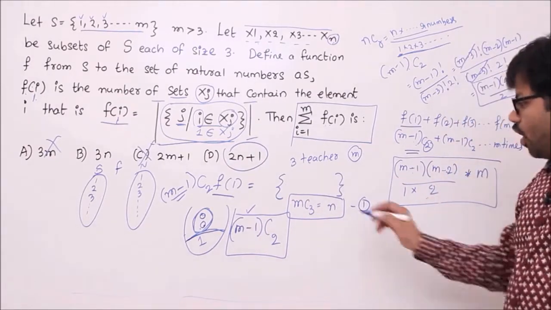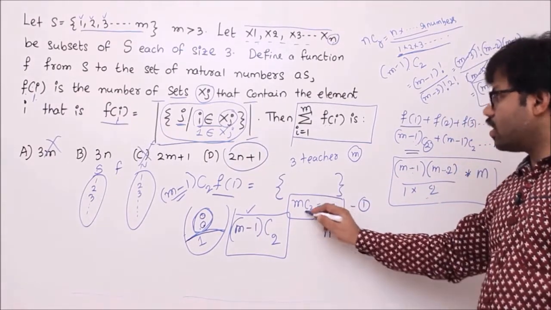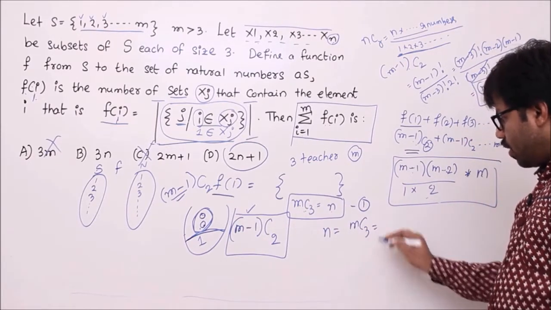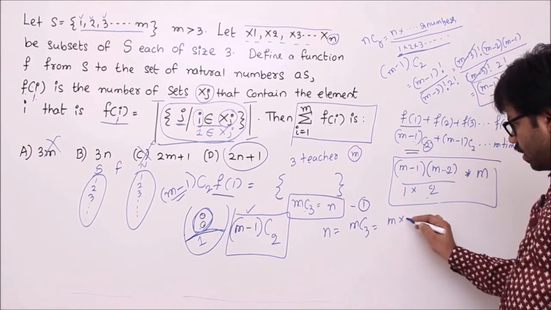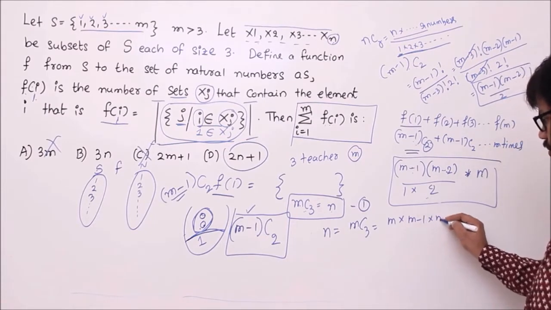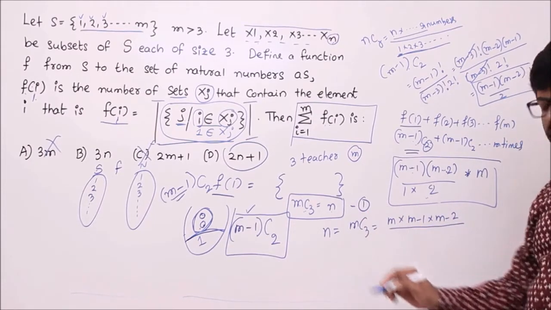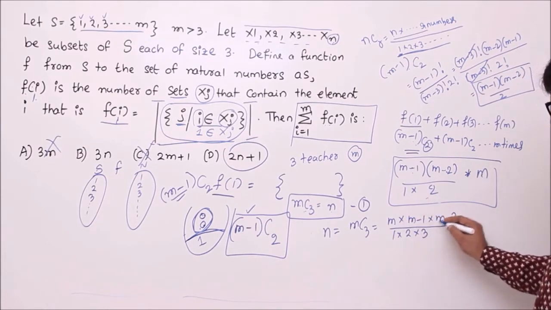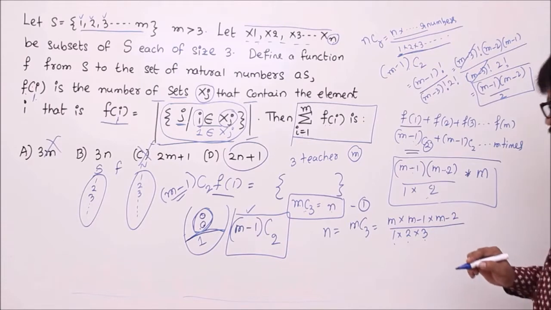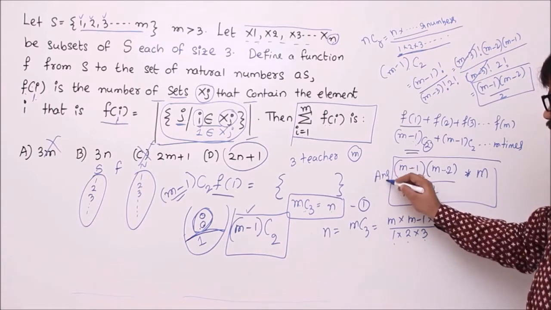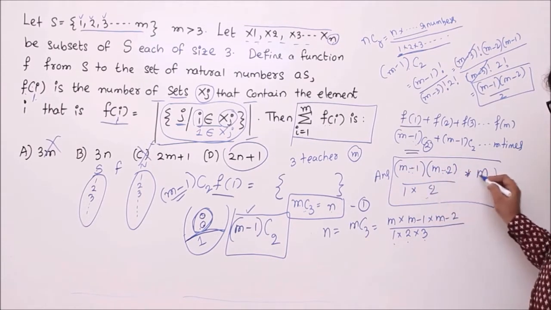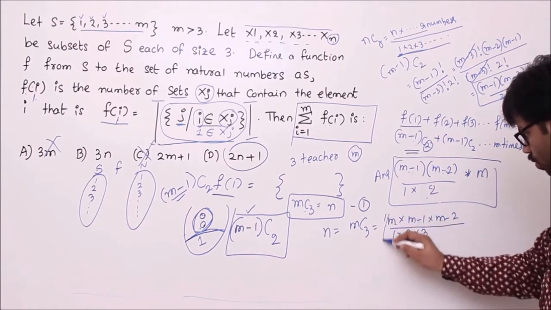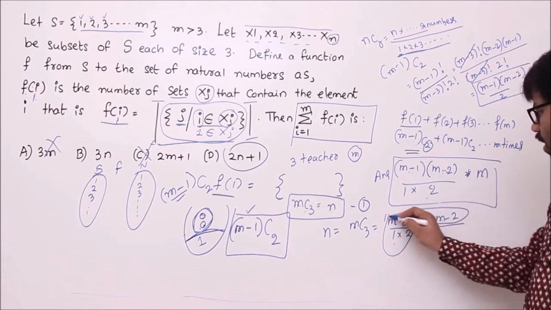Let's expand it. What is n? n is nothing but, according to our shortcut technique, start at m, mC3, right? mC3 equals start at m, write three numbers in decreasing order, m into (m-1) into (m-2), by write three numbers in increasing order, 1 into 2 into 3. Now see the answer. Our answer is (m-1)(m-2) into m by 2, isn't it? So m into (m-1)(m-2) by 2.